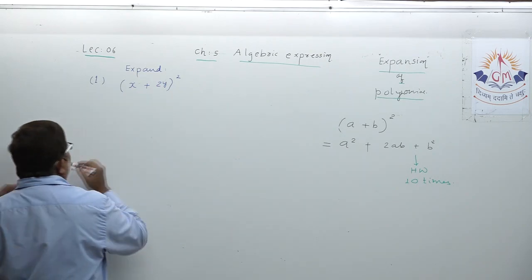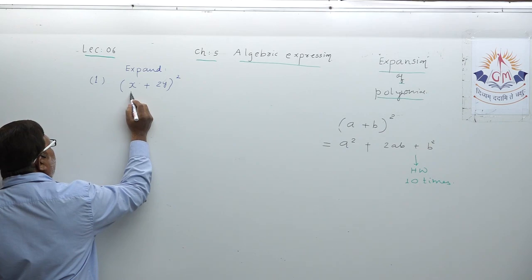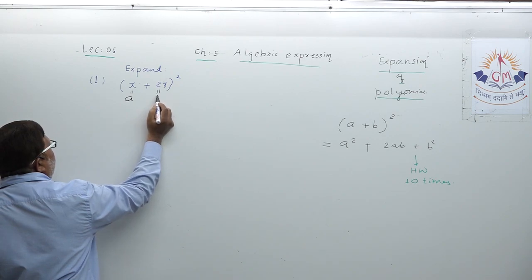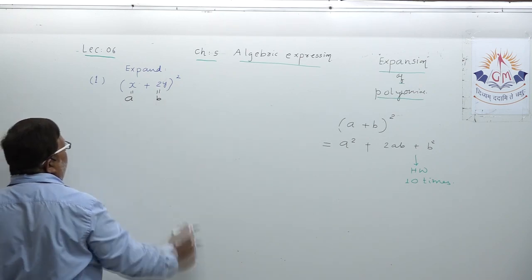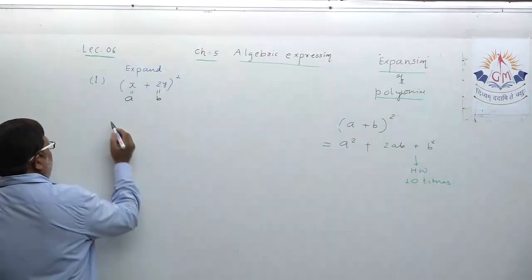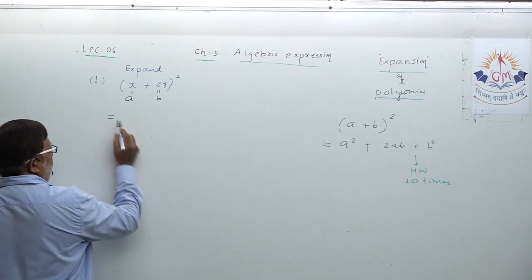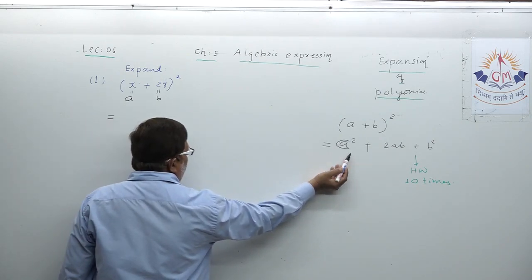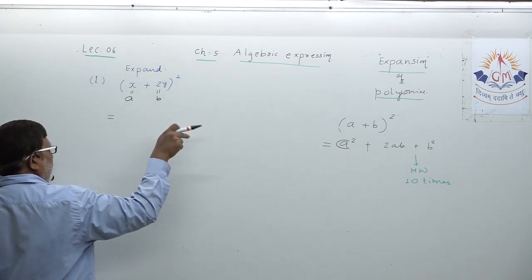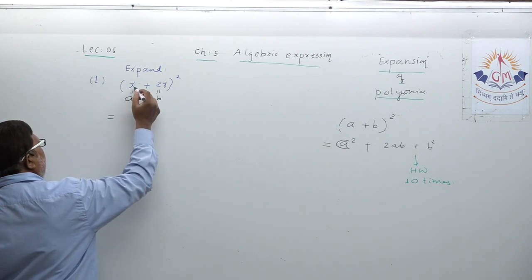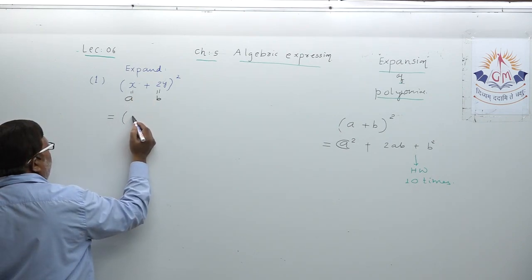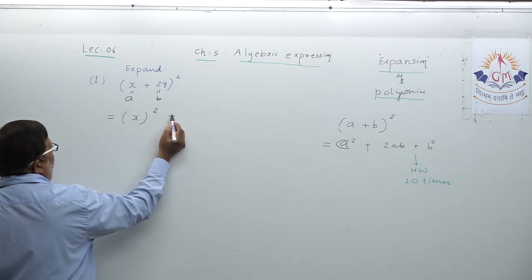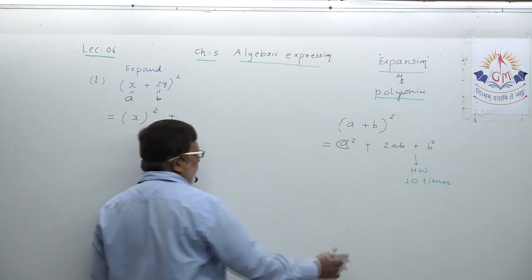So one thing is clear in your mind. For us, a will be x, and for us, b will be 2y. Okay? Now, as you know expansion very well, what is the first term? A square. In place of a, you have to write x. Okay? X whole square plus, what is here?